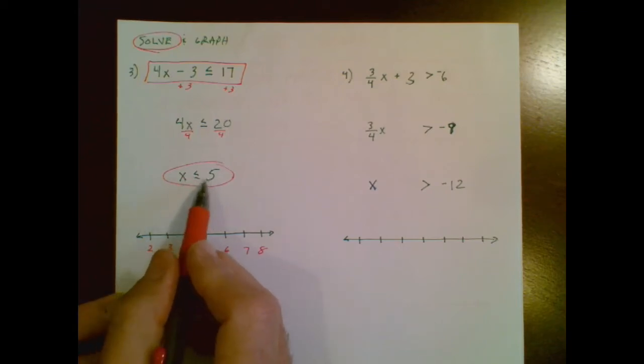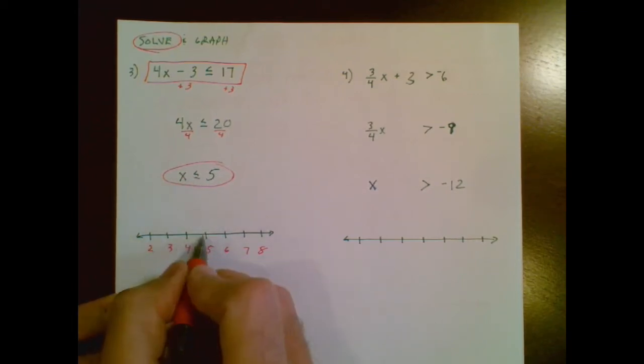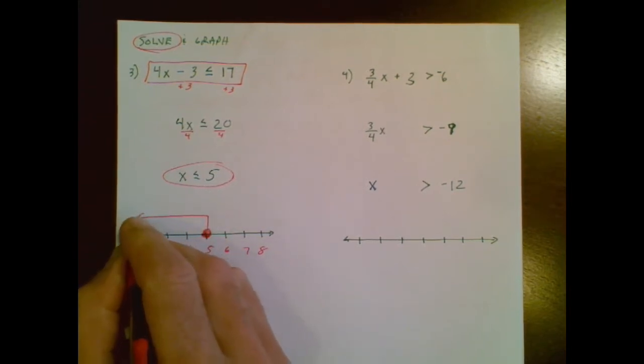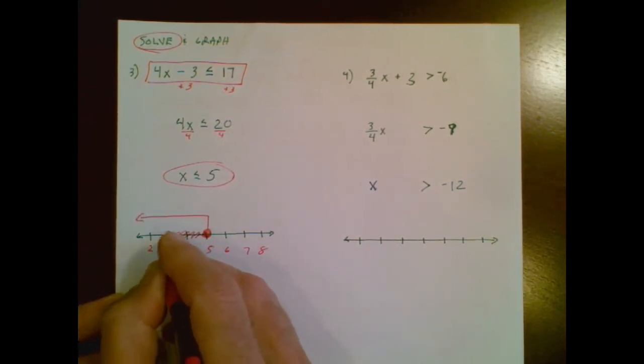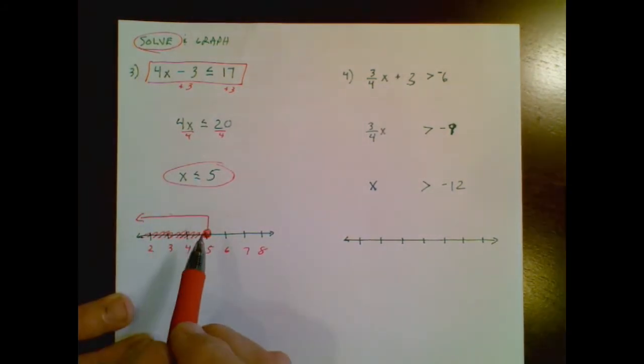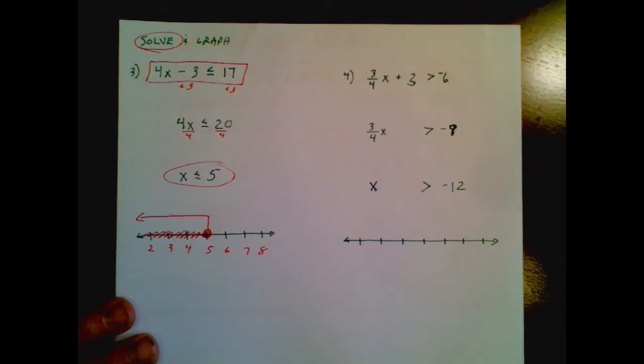X is less than or equal to 5. The equal sign underneath says closed circle. I need to close or shade all values, you can go either way, this type or this type, that are less than 5. And that's all I have to do.